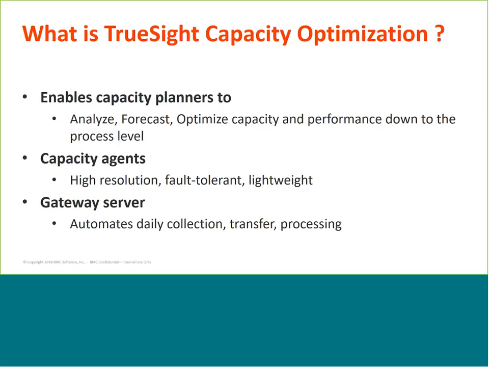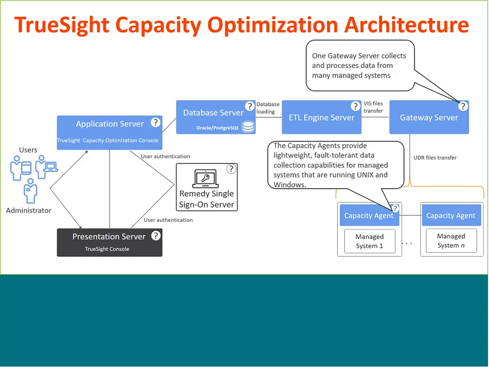We have a gateway server that automates thousands to 10,000 to 100,000 agents to make sure that every day things are being collected, they're being transferred back to the gateway server, and they're being processed where you can see the results. On the architecture slide, we're integrating with the ETL engines via the gateway server, so all the requests are sent out to the agents.